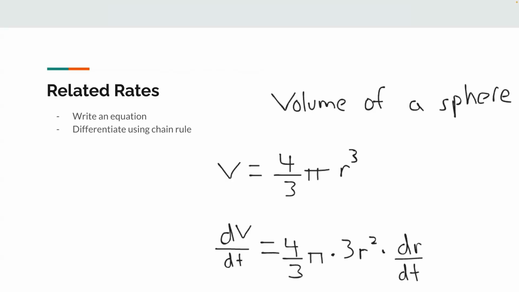And then with this, we can solve for certain values. Based on the volume and the radius, we can solve for the rate at which the radius is changing. Based on the rate of change of the volume and the rate of change of the radius, we can solve for the radius at that point. And based on the rate of change of the radius and the radius at a point, we can solve for how fast the volume is changing. And this is just one basic example of related rates.